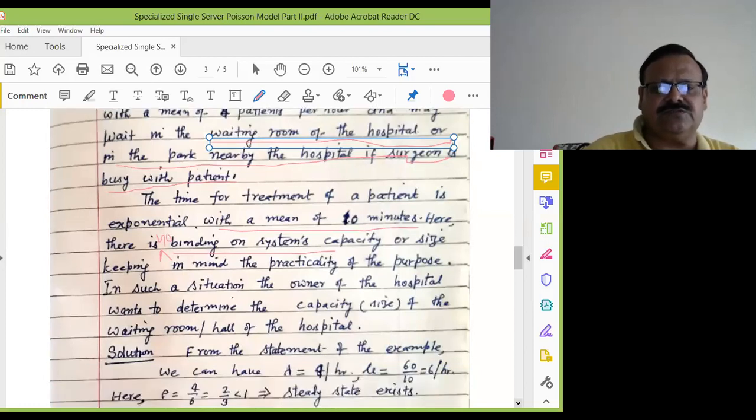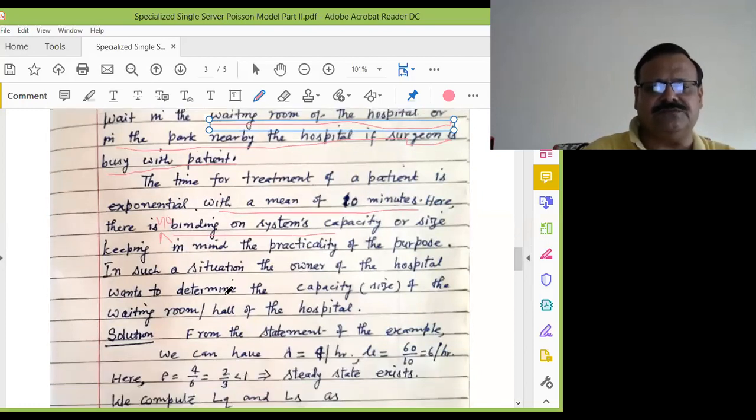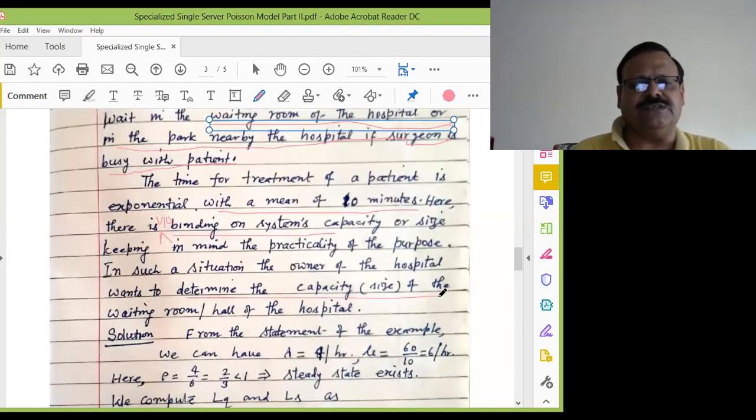In such a situation, the owner of the hospital wants to determine the capacity, as I told you, the waiting space of the hall of the hospital. So how can we approach this kind of problem? Just look here.